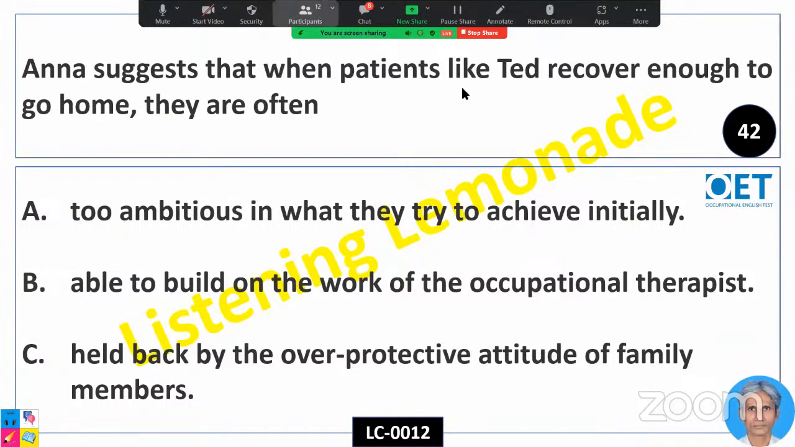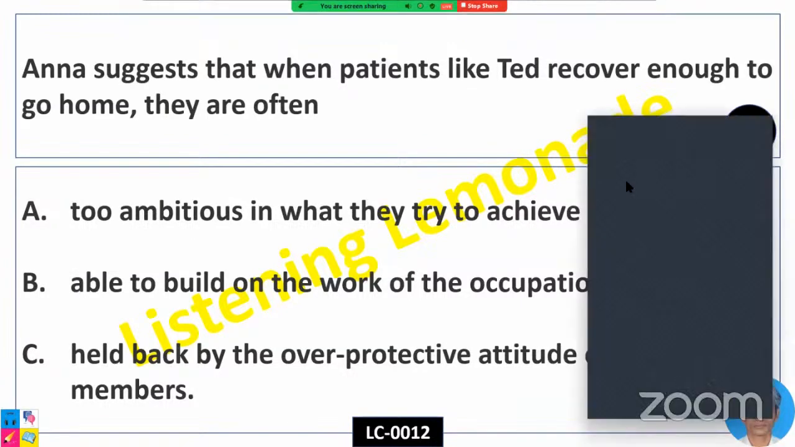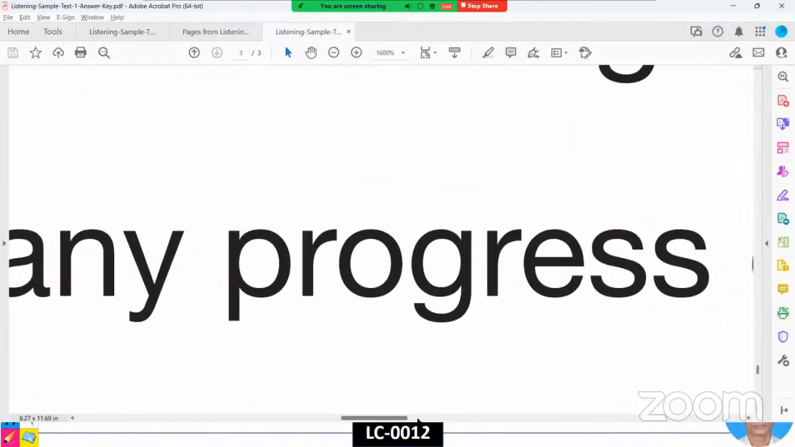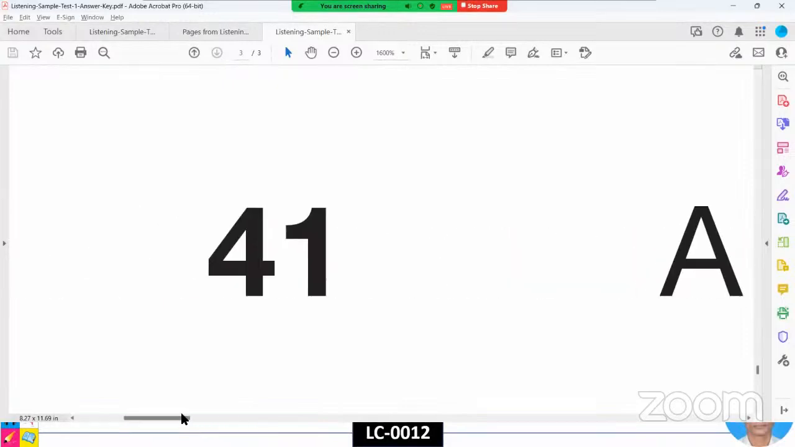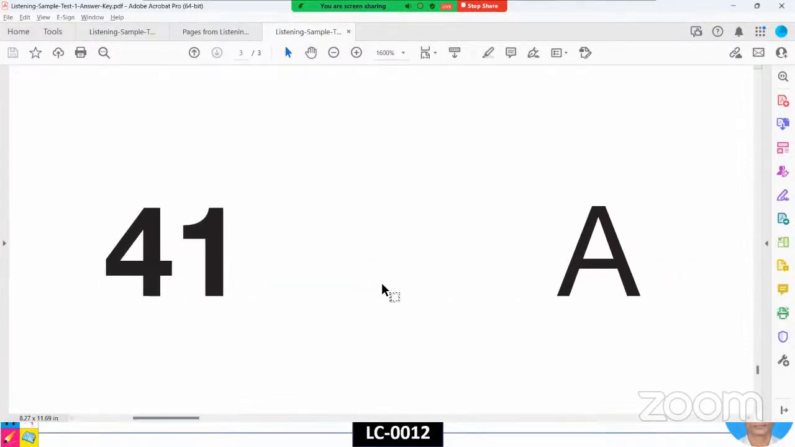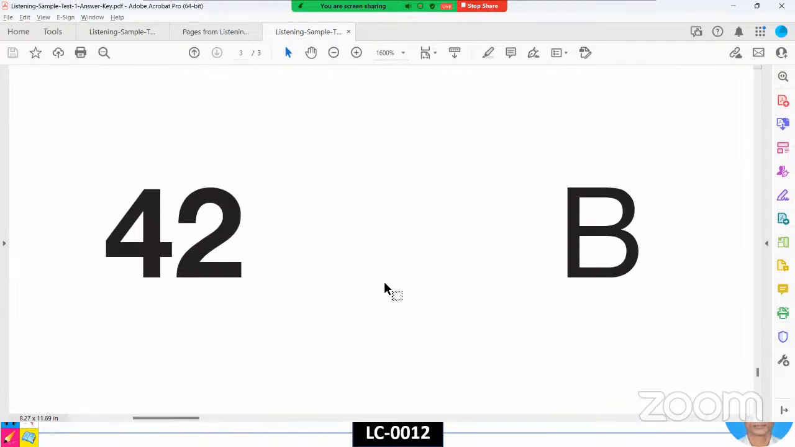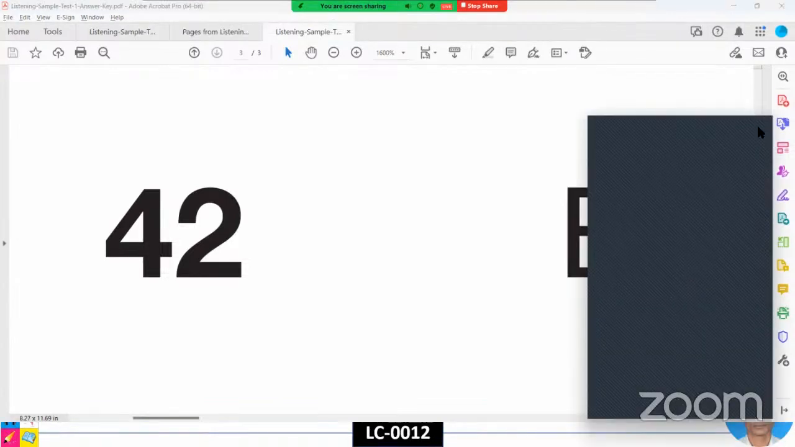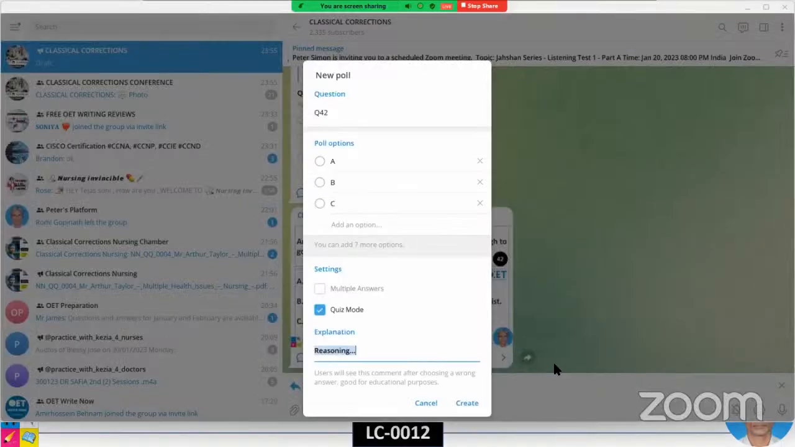Yes. So C's and B's. B's, how many are there? 1, 2, 3, 4, 5 B's and 3 C's. Okay. Now let us check our answer. 41. Demonstrate how slow any progress can seem. Yeah. Then 42 is B. 42 is B. Majority is B. Okay. 42 is B.